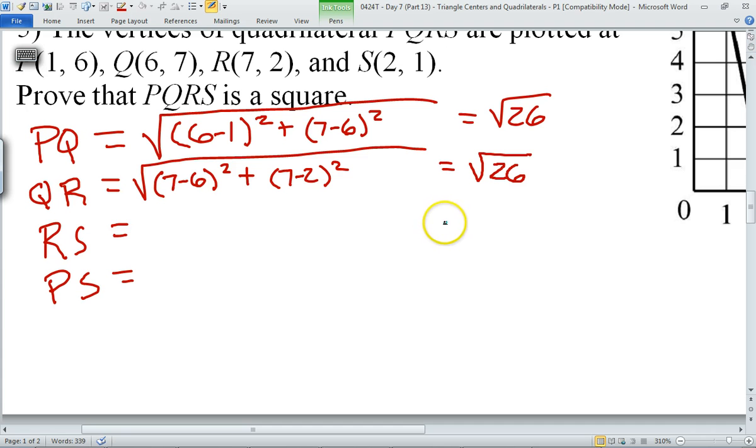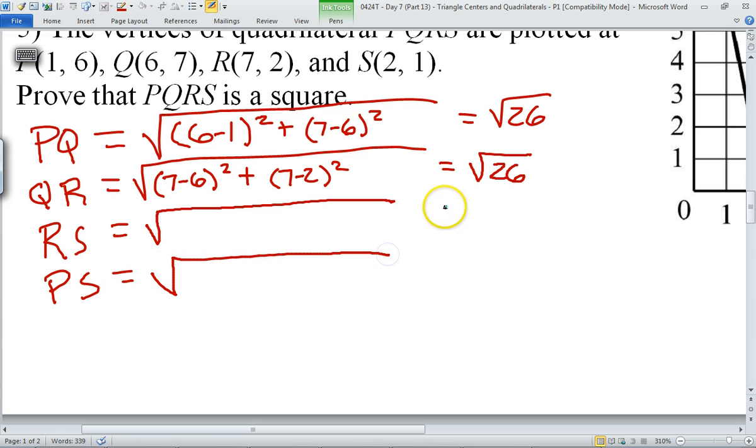All right, now just for the sake of speed, can we just pretend that we did that 4 times? And guess what? We get square root of 26 every time. Okay? Now I'm skipping ahead, but for your homework, you make sure you do all 4. Okay? So we've proved that all 4 sides are equal. Does that mean it's a square already? Not yet. We haven't proved about the 90-degree angles yet.